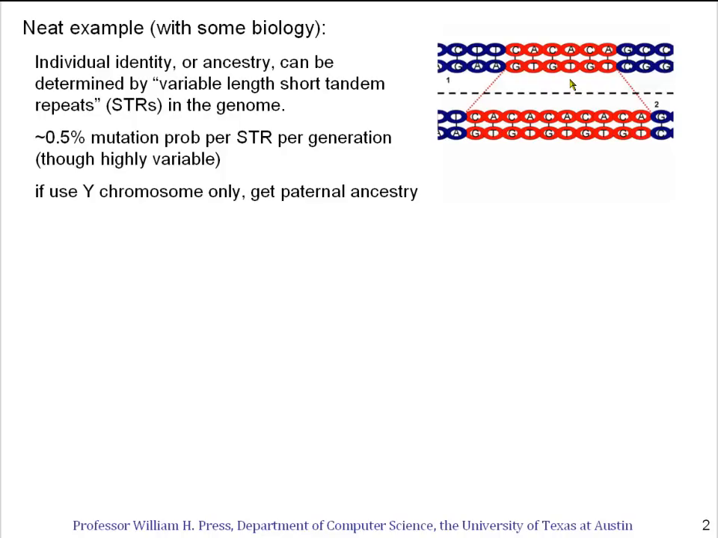Now, short tandem repeats change both from father to son or daughter and from mother to son or daughter. But if we want to get paternal ancestry, that's fathers, fathers, fathers, we can just look at the Y chromosome, because a Y chromosome is passed on only from father to son. Females don't have a Y chromosome.